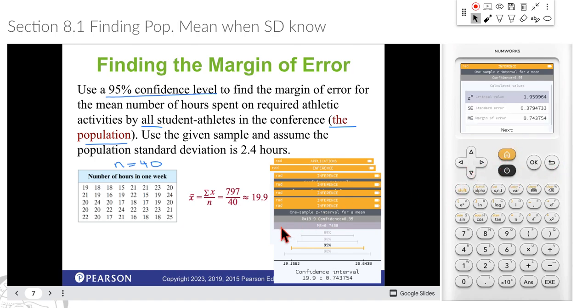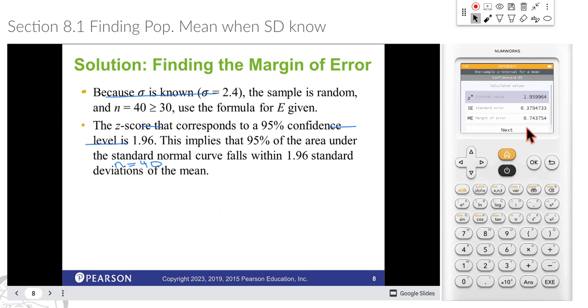I'm going to back up a step. Had we not used the calculator, the way we would have done this by hand would involve the formulas. First of all, we know the sample size is greater than 30, so we could use this regardless of whether the population is normally distributed or not. The z-score that applies to 95% is 1.96. We didn't actually have to calculate that; it's the z critical score, part of the calculator's feature.